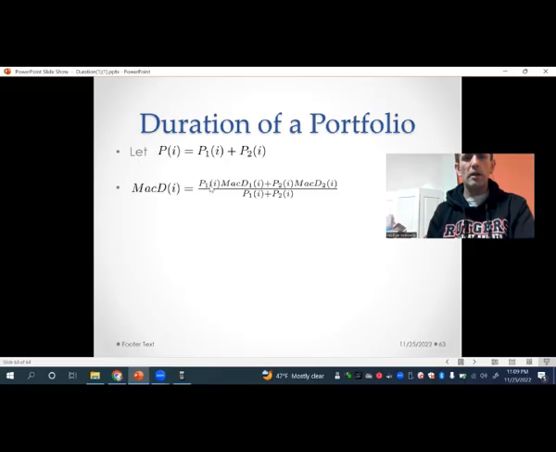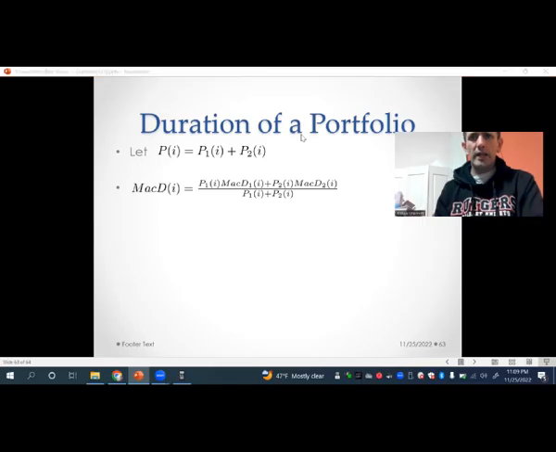You just multiply the first price times the first Macaulay duration, the Macaulay duration corresponding to the first annuity that we're purchasing. So it's P1 times the Macaulay duration for the first annuity, plus the price of the second annuity times the Macaulay duration corresponding to the second annuity, over the total price, P1 plus P2. So how do I get that, and where on earth does this come from?